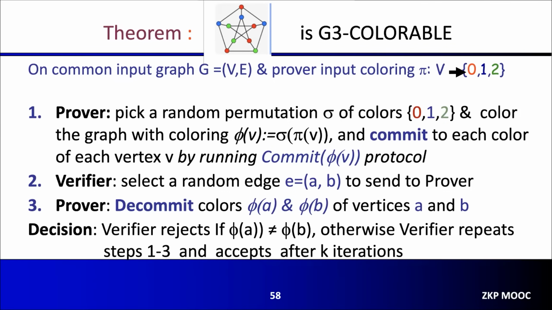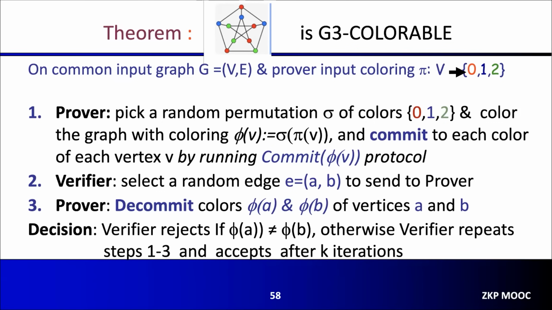And that is why? Because in step 1, remember, I picked a random permutation of the base coloring. Why did I do that? I did it so that even though I'm repeating this again and again and again, each time selecting maybe different edges, the verifier is selecting different edges, the colors mean different things.